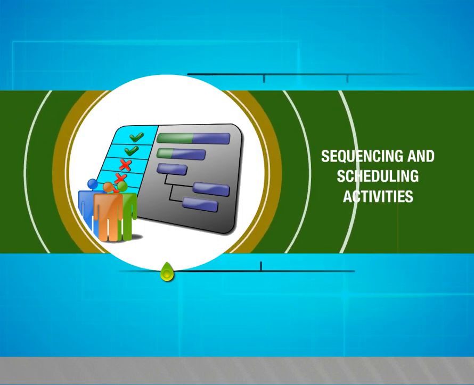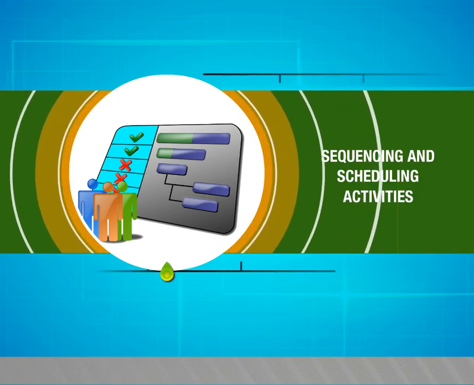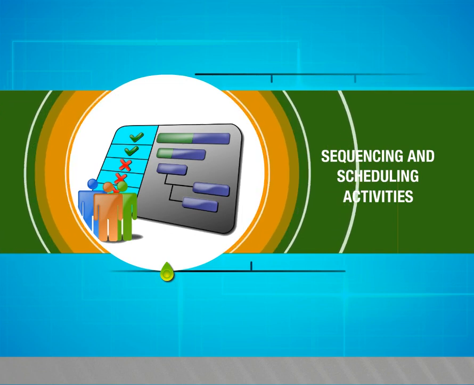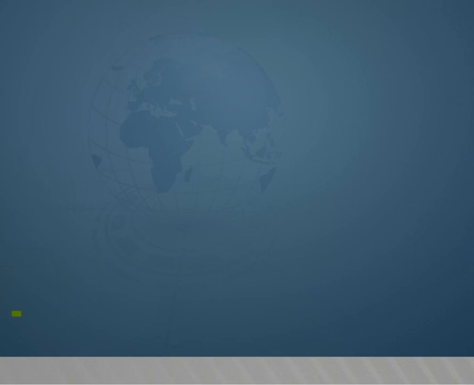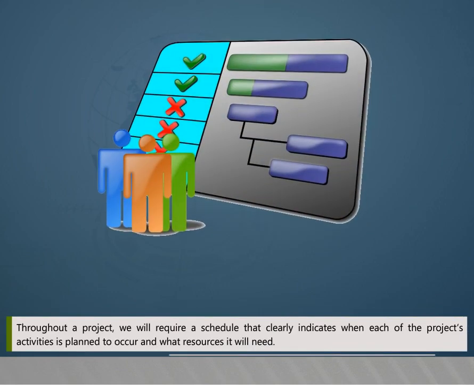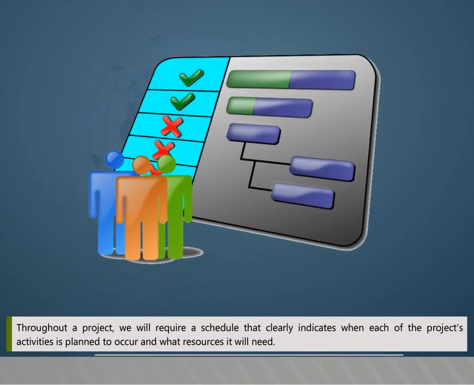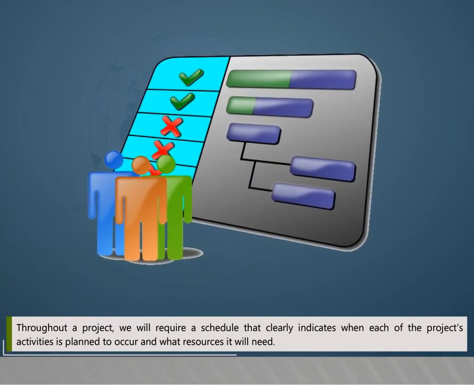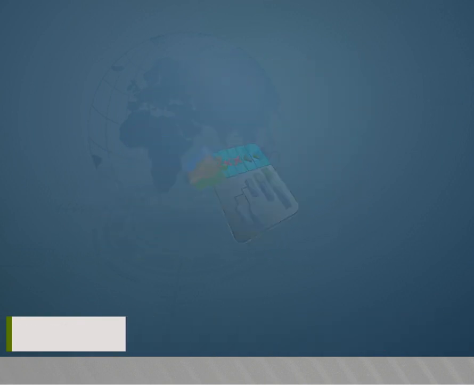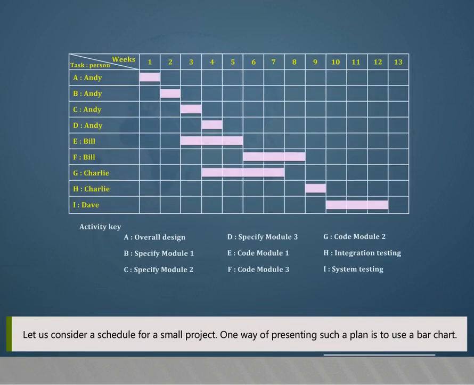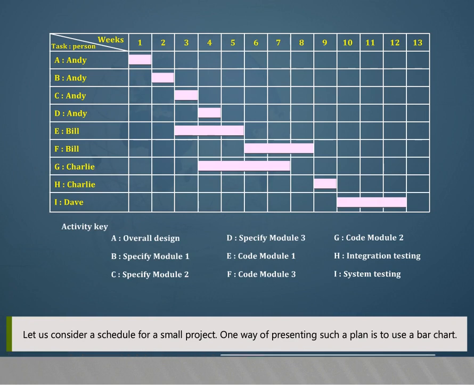Sequencing and scheduling activities. In this video, we are going to see about sequencing and scheduling activities. Throughout a project, we will require a schedule that clearly indicates when each activity is planned to occur and what resources it will need. Let us consider in outline how we might present a schedule for a small project. One way of presenting such a plan is to use a bar chart.